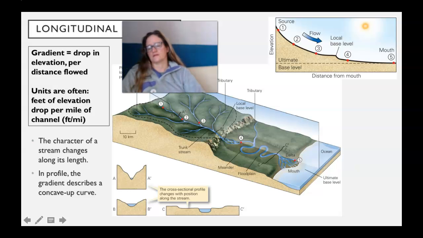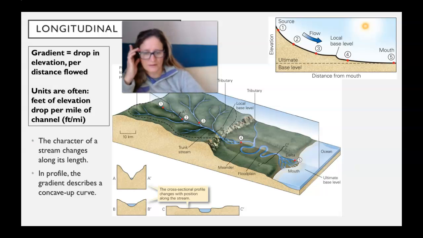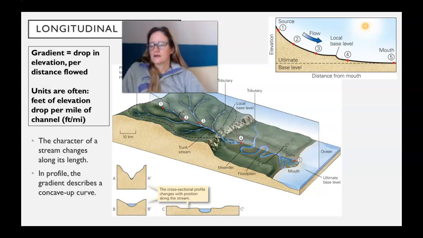Base level is basically where the stream empties out into, and it's usually going to be sea level or elevation equals 0, and it can be a lake. So lakes also can be base level, but for most streams, the end is the ocean.